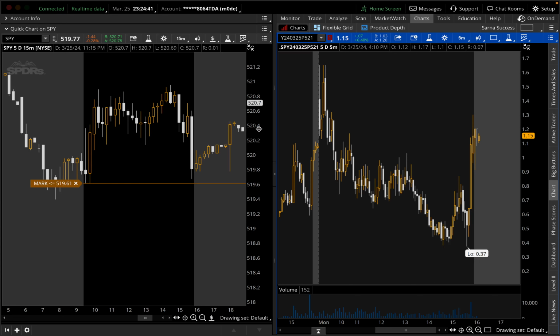Pretty choppy day. I didn't find that many opportunities today for day trades in basically the whole morning session. The PM session has been a little bit nicer, but what we could see here with SPY was a sweep of this high of day at 520.89. This came around 2:30 in the afternoon.